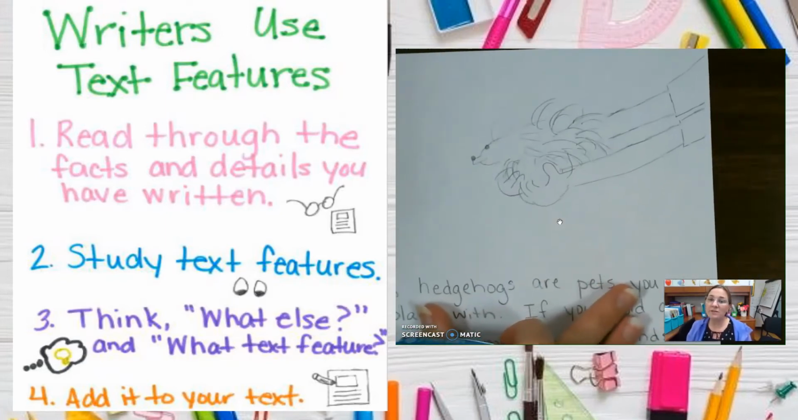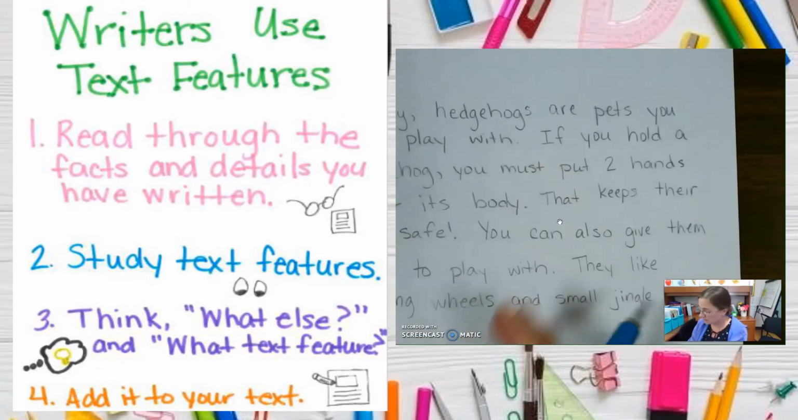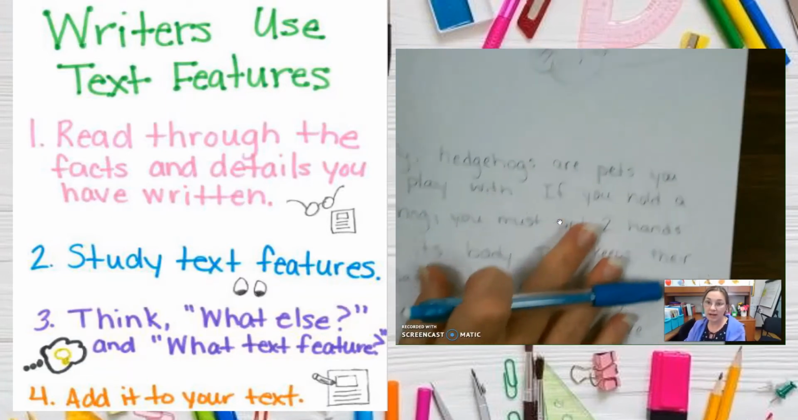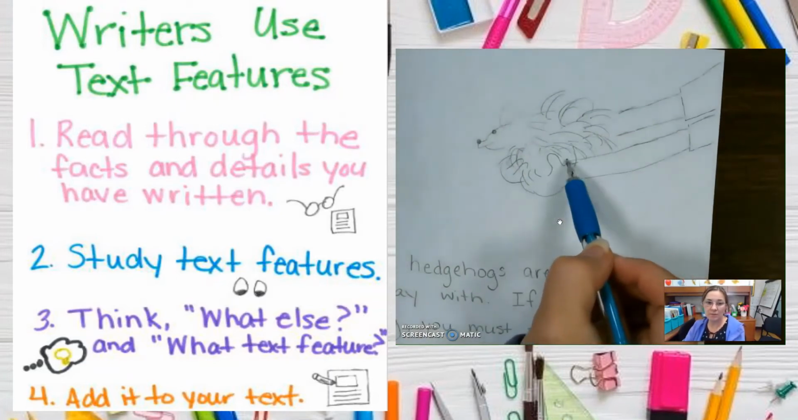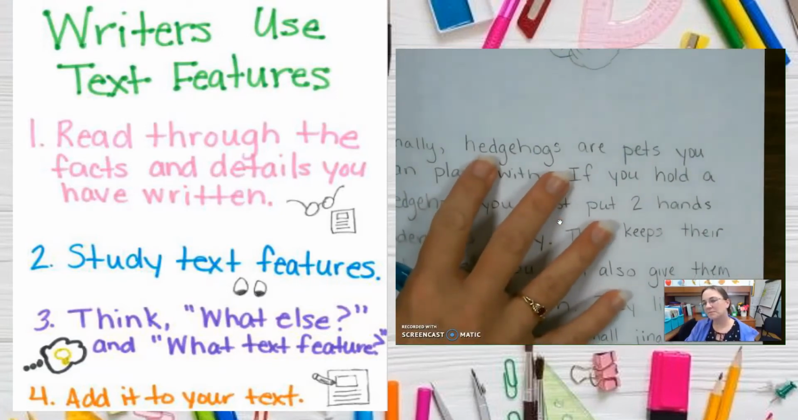Well, so far, here's what I have for my text feature. I have an illustration of a person holding their hedgehog. Notice how I put 2 hands because that's what the text said. You must put 2 hands under its body. So I put that in my illustration. But now I need to think, what else? What else do I want to teach them about this part of the topic that I didn't write yet?